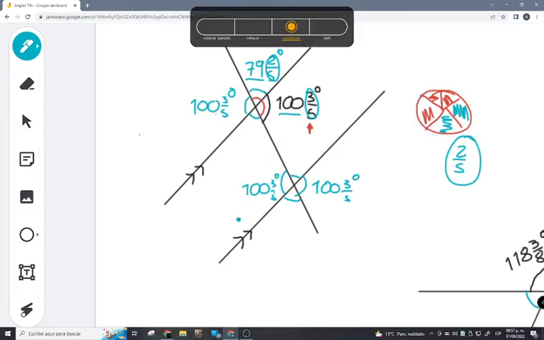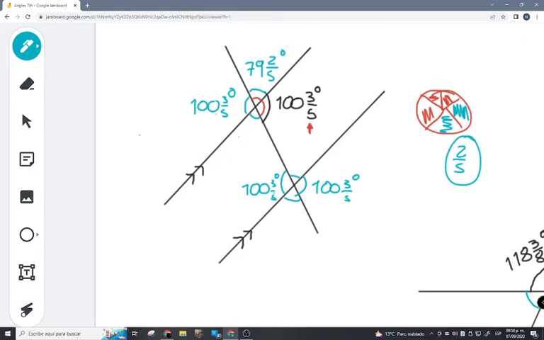Basically, if you already know this measure, you know that the vertically opposite angle is the same, and that these two angles that are corresponding in the other parallel are going to measure the same.